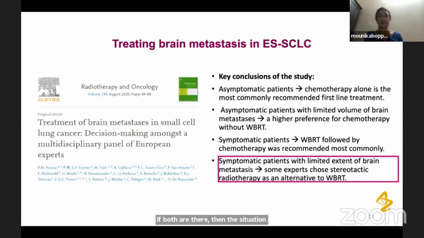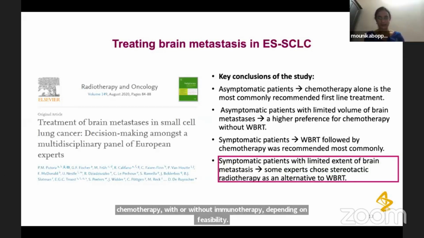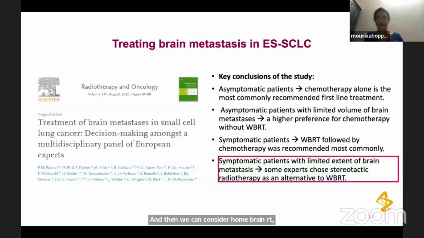But in general, in the clinic, if a patient has presented with predominant CNS symptoms and limited chest symptoms, then we go for whole brain RT first. Whereas if the patient is not having very overt CNS symptoms, then we can probably put them on prophylactic anti-epileptic drugs, anti-edema measures, medical decompression. And if the chest symptoms are predominant, start off with chemotherapy. It's a very chemosensitive disease. One or two cycles of chemotherapy with or without immunotherapy, depending on feasibility, and then we can consider whole brain RT in between. This is what we generally do in the clinic.